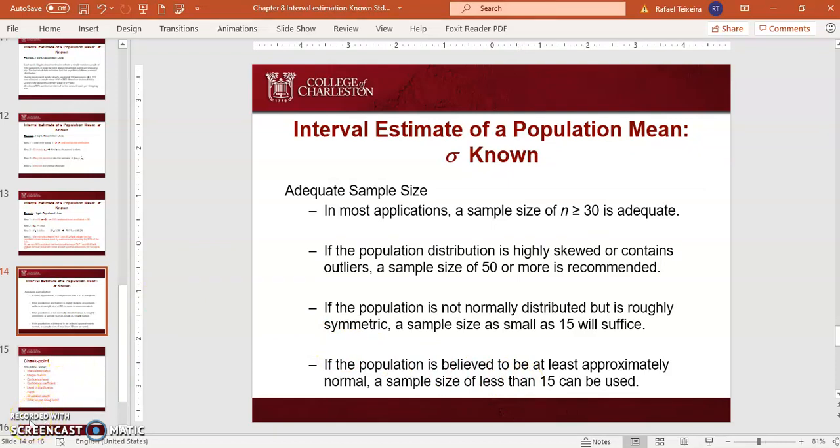I suggest you practice in the homework assignment to get knowledge about how to solve these problems.